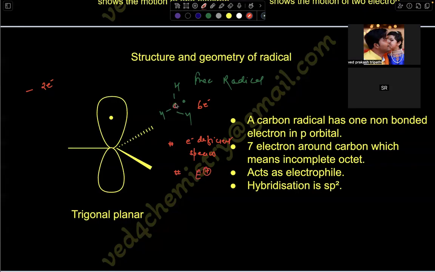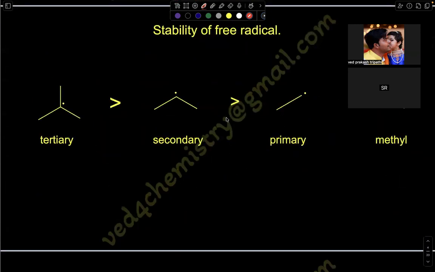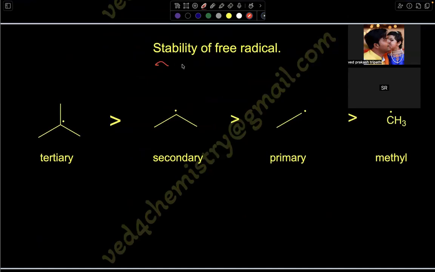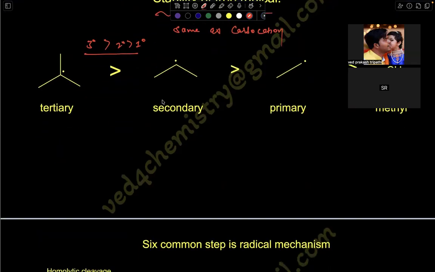If you are going to find out the hybridization, you know that we have 3 sigma, so it would be sp2. And sp2 is generally planar in nature. Planar or trigonal planar, both are the same thing. The stability of free radical is the same as carbocation. Yes, same as carbocation. It means tertiary, then secondary, and then primary. Yes, always sp2, especially in DAT.